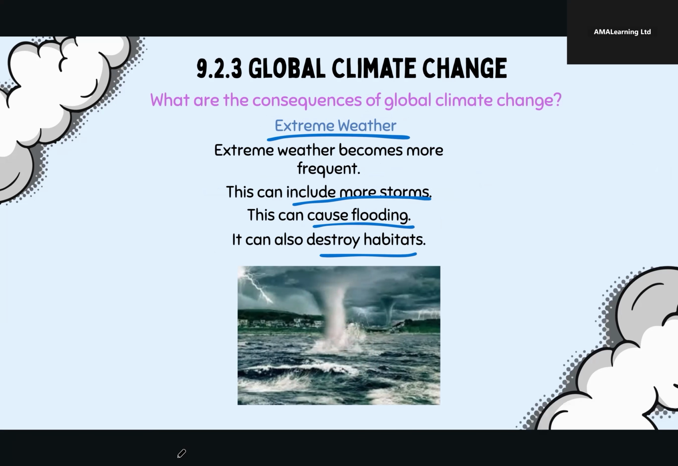So we've had flooding. If we look at it from a European perspective, we've had flooding in Spain, flooding in quite a few different countries. We've had flooding in England, and we've had more storms. We've had some major storms in, for example, America and certain parts of the world.